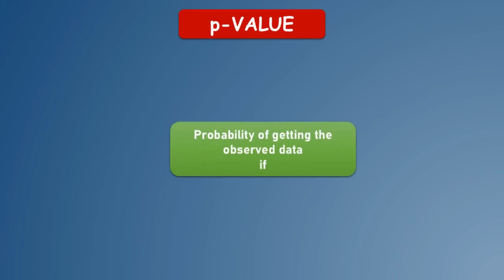But what is p-value? P-value is the probability of getting the observed data if the null hypothesis is true. That means considering that the null hypothesis is true, then what are the chances of getting the data we obtained?